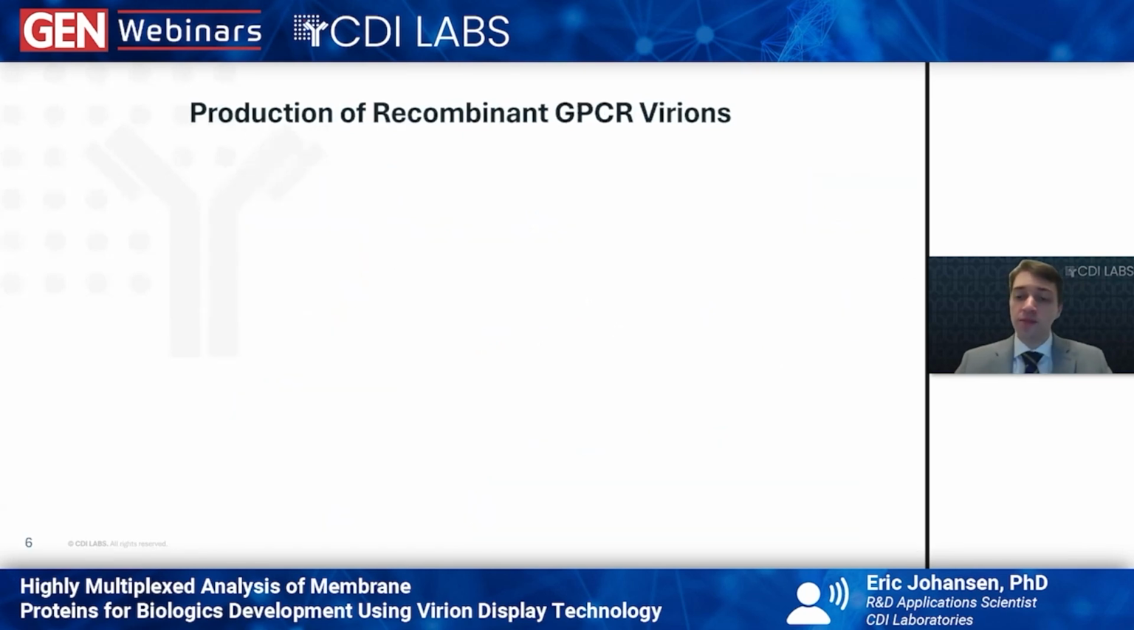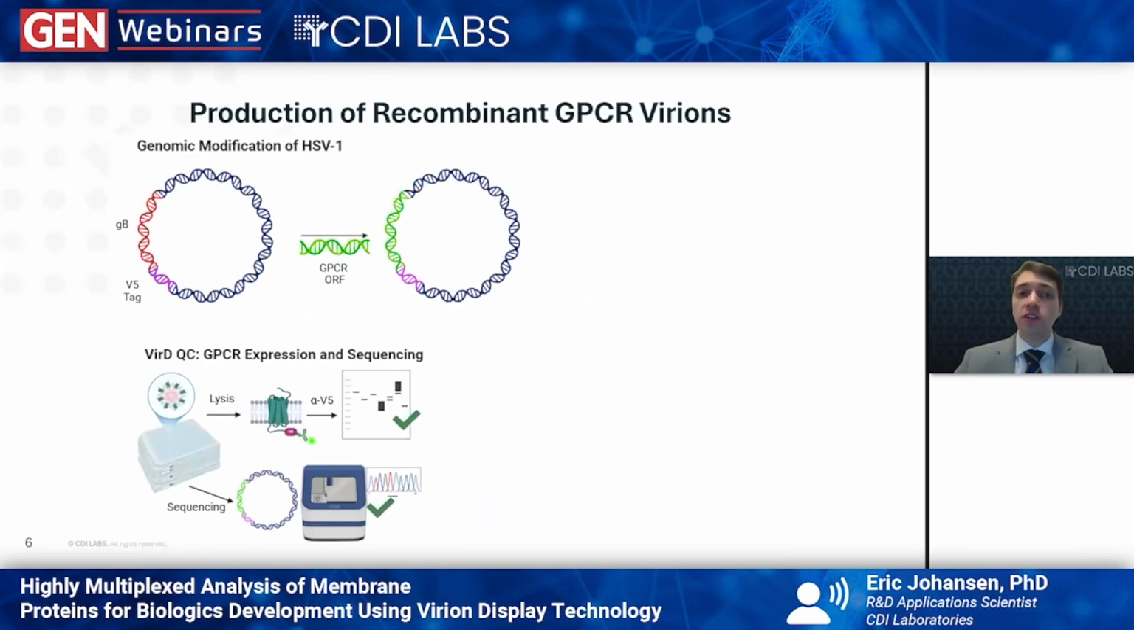To make these virions, as I previously mentioned, we're going to genomically modify that of HSV1 with the human GPCR. We replace the gB gene locus with our GPCR ORF, and we amend a C-terminal V5 tag in order to monitor expression of the GPCR. We choose a C-terminal tag because many GPCRs tend to undergo processing at the N-terminus, and thus it's more likely that we could lose the tag while it is moving through the secretory network.